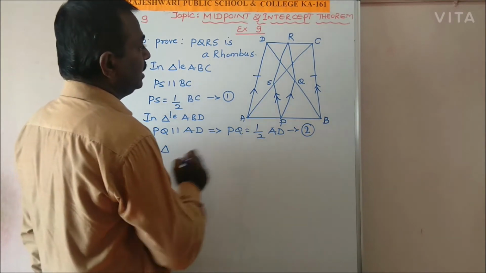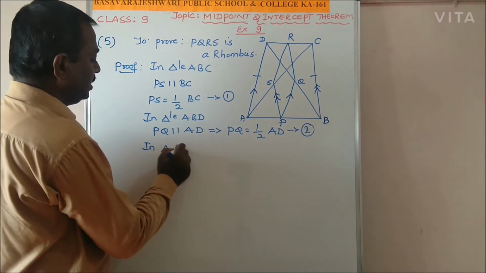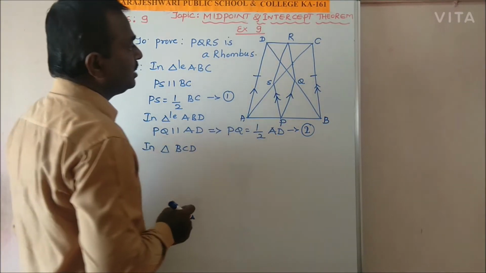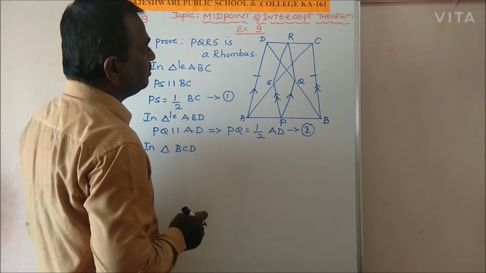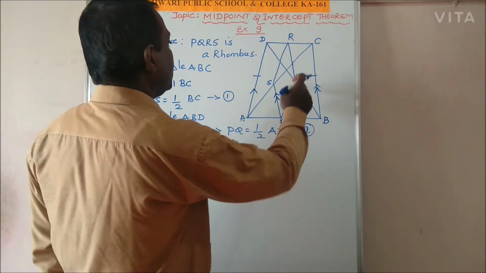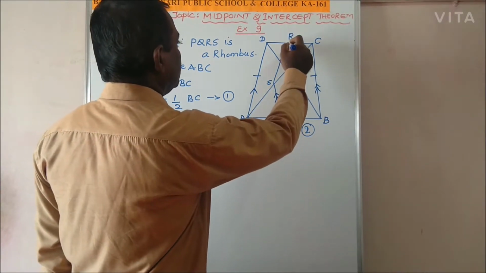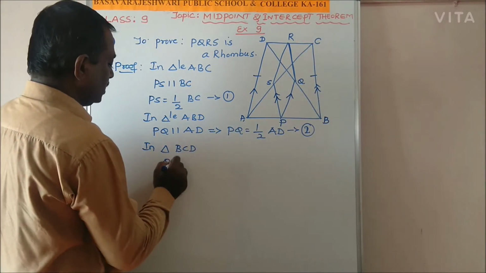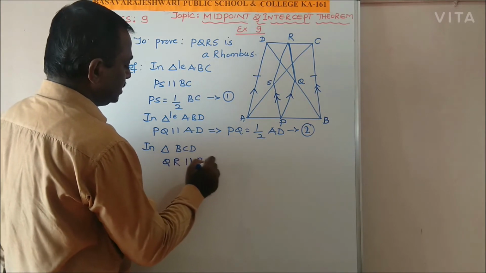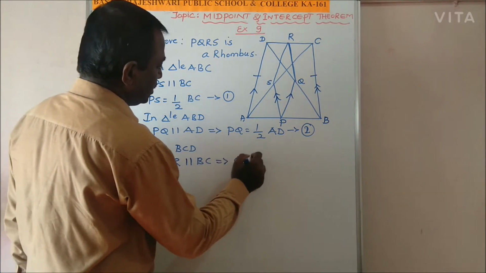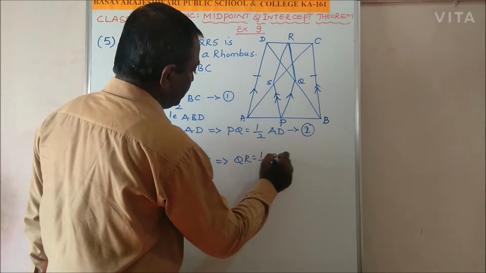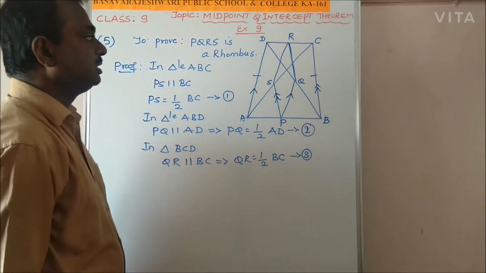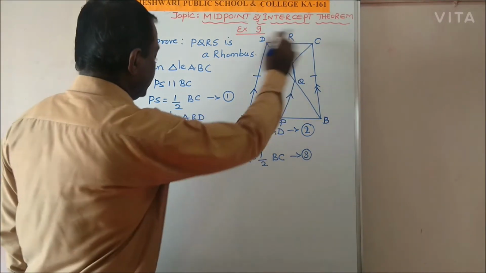In triangle BCD, which are the parallels here? If you say QR is parallel to BC, this implies QR is equal to half of BC. Equation number 3. Correct? Now I will take triangle ACD.